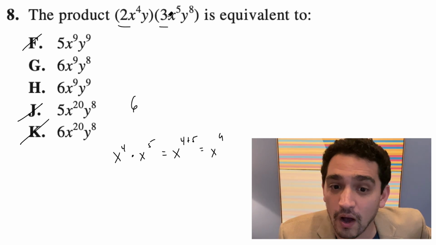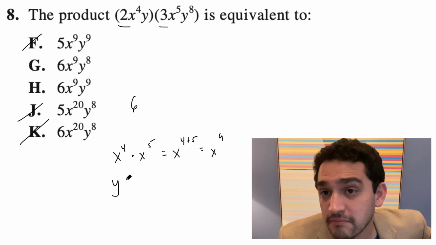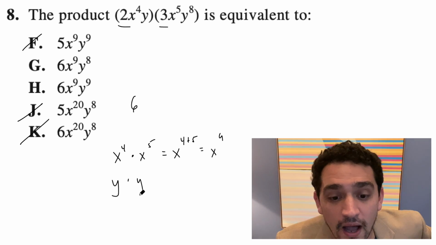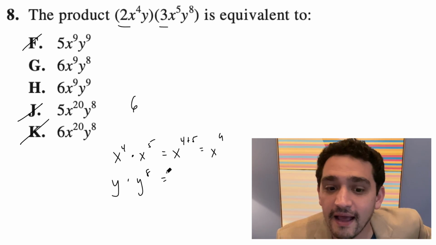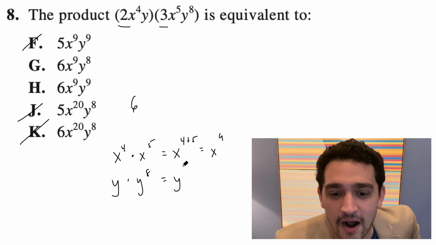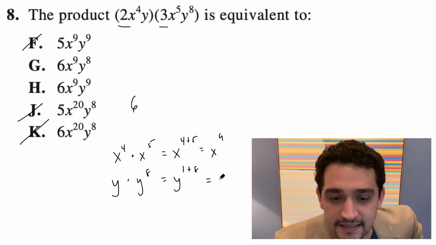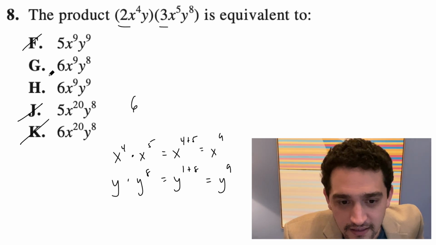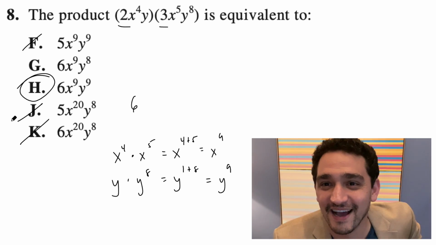Next, we consider the y's. This is y to the power of 1. There's no power, we assume 1, times y to the power of 8. Again, we're multiplying, so we add the powers. We have y to the power of 1 plus 8. That is y to the power of 9. Our answer is going to be H. Nice.